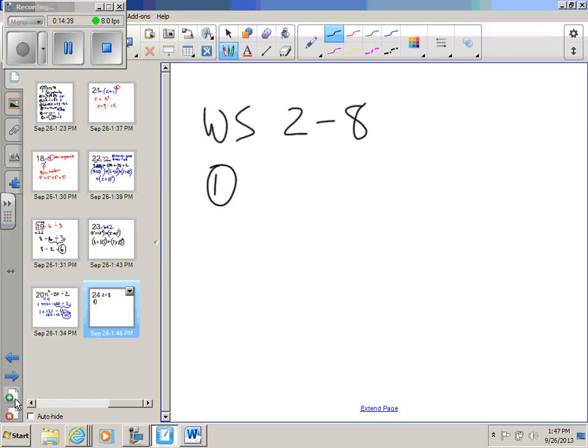Number 1, write each expression using an exponent. So number 1, 3 times 3 times 3 times 3 should be written as what? The short way. Sydney. 3 to the 4th power. It tells you to name the base and the exponent. Not necessary, because if you get this right, it's obvious that you know what the base is and you know what the exponent is.